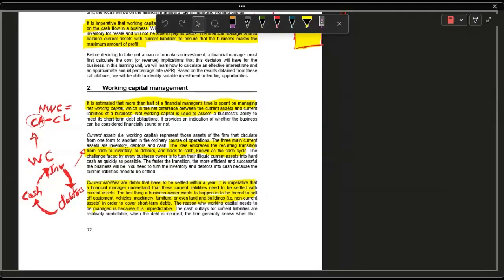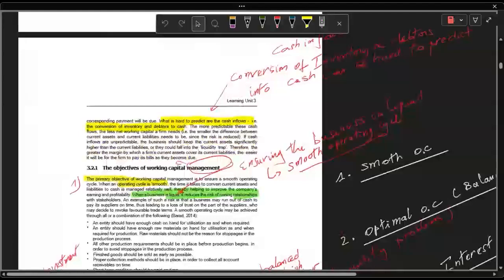Guys, does that make sense? So do you get it? Do you get what working capital is?